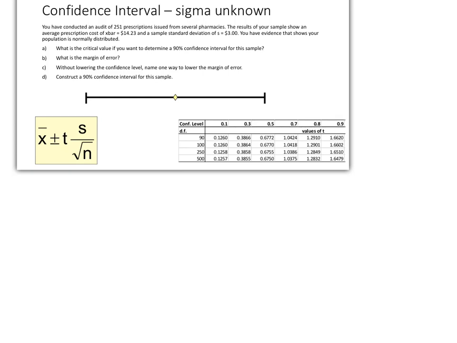This problem is a confidence interval when sigma is unknown. So in this case, we're going to use the student's t-distribution as opposed to standard normal. When sigma is known, we use standard normal. Sigma unknown, we use student's t.